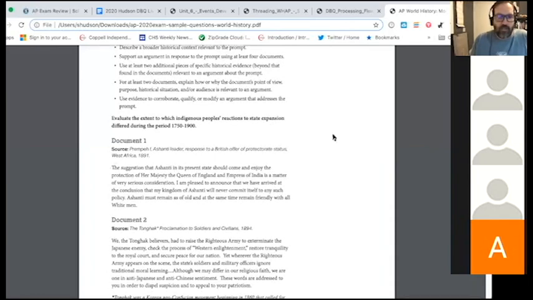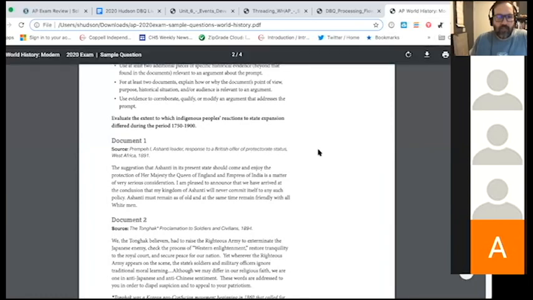The suggestion that Ashanti in its present state should come and enjoy the protection of Her Majesty the Queen of England and Empress of India is a matter of very serious consideration. I'm pleased to announce that we have arrived at the conclusion that my kingdom of Ashanti will never commit itself to any such policy. Ashanti must remain as of old and at the same time remain friendly with all white men.